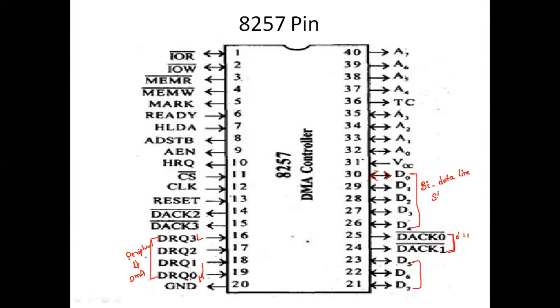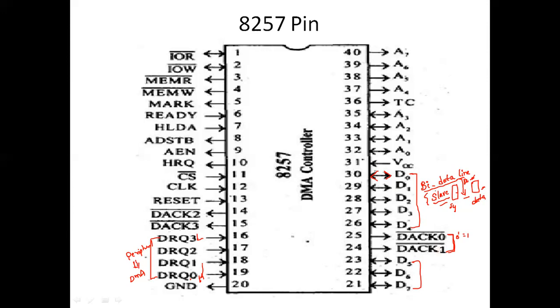In which mode? In slave mode. In slave mode, the CPU is the master. These are used to interface the system bus, in the sense address bus, data bus, and control bus, with the internal data bus. So D0 to D7 will act as an interface between the system bus and the data bus when in slave mode. Fine. It also carries command words.